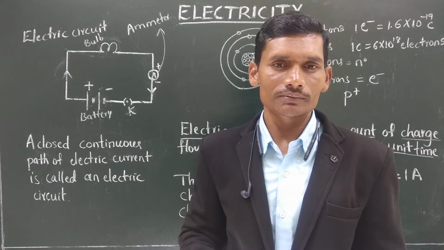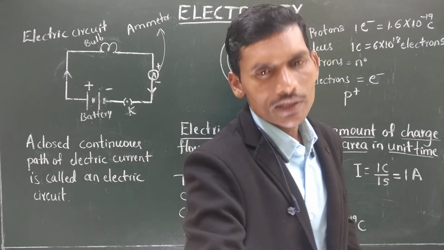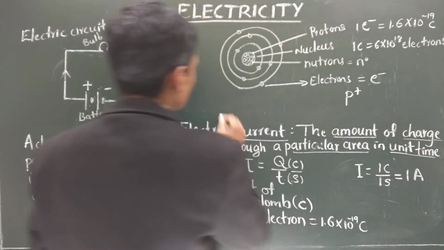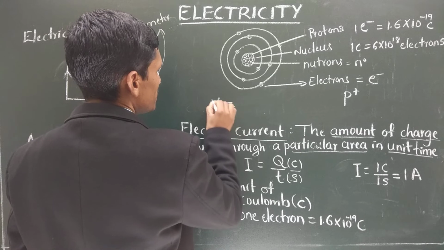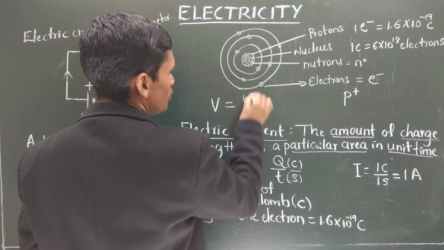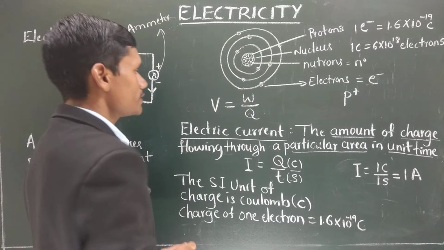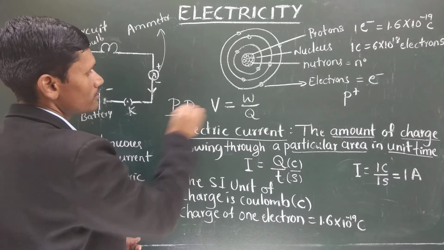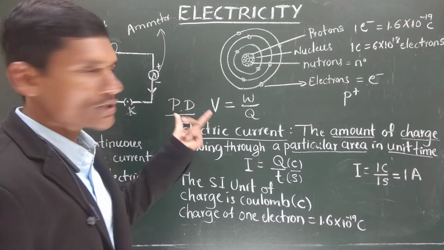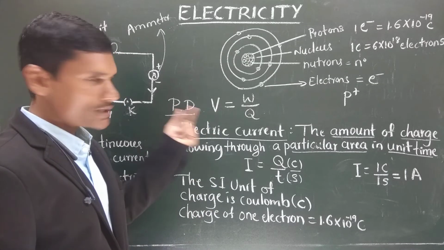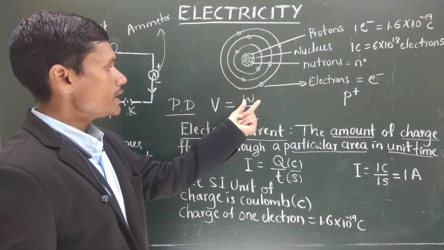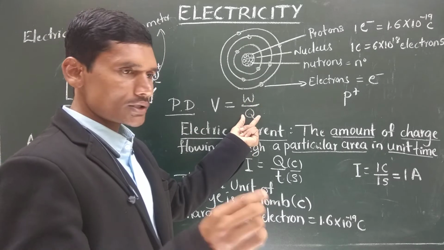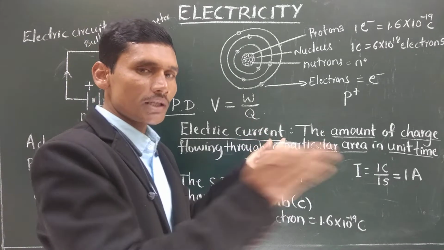Potential difference. Now, this potential difference is denoted with the letter phi, phi is equal to W by Q. You see here, this is potential difference. Since there is no space, I have written it in short. PD means potential difference, that is phi. Phi is equal to W by Q. W means work done in bringing a particular charge from one point to another point.